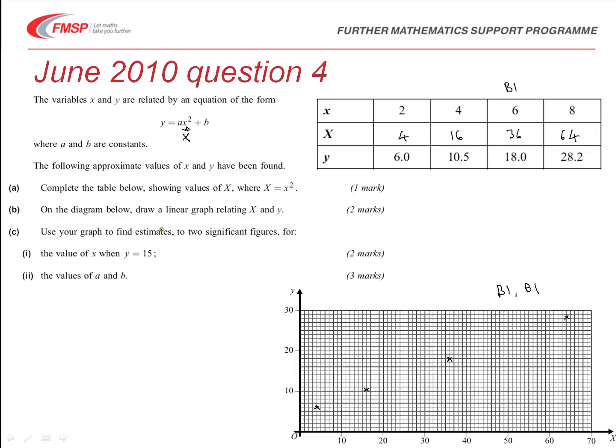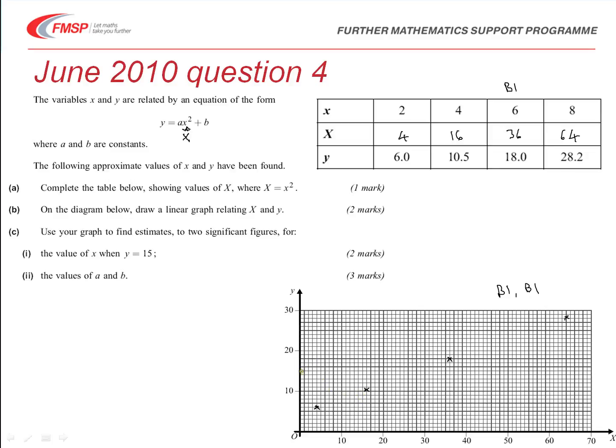Next part then says use your graph to estimate to 2 significant figures the following: the value of x when y is 15, and then the values of a and b, bearing in mind that a is the gradient and b is the y-intercept. So first part then, find the value of x when y is 15. We can find the value of our graph at 15, and then read off an appropriate value.